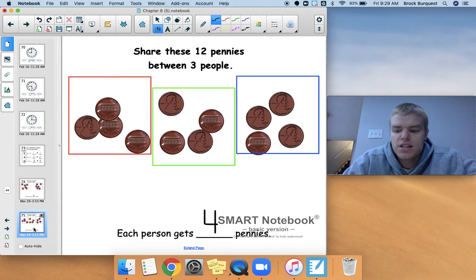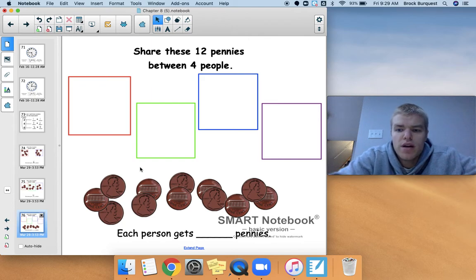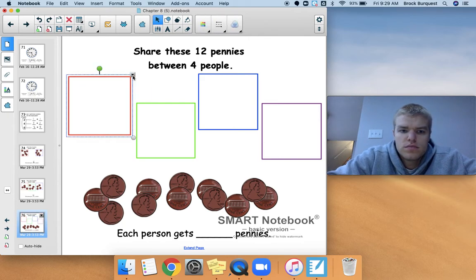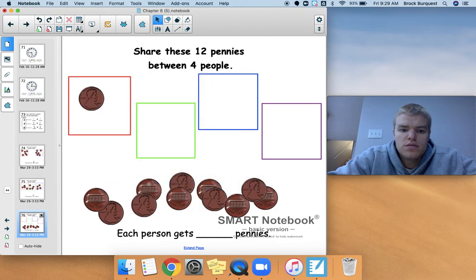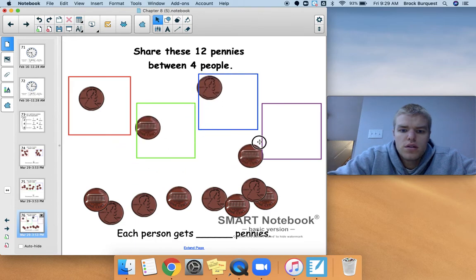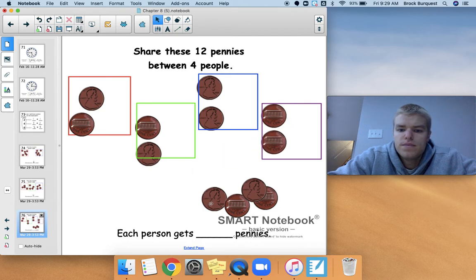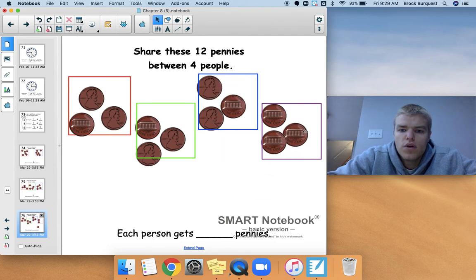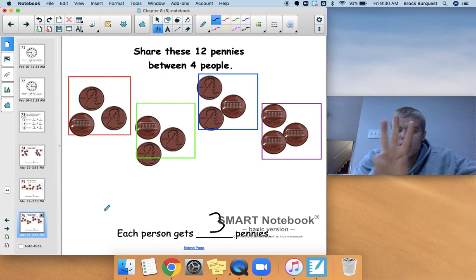Okay? We're going to do one last one before we do our seesaw. So your goal now is to share 12 pennies between 4 people. Okay? So I'm going to start by putting 1, 2, 3, 4 for 4 people. We're going to do one last time. 1, 2, 3, 4. So, how many pennies did each person get? Do some quick counting there. 3. Okay, each person will get 3 pennies.